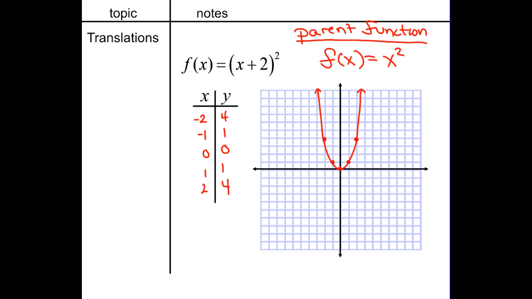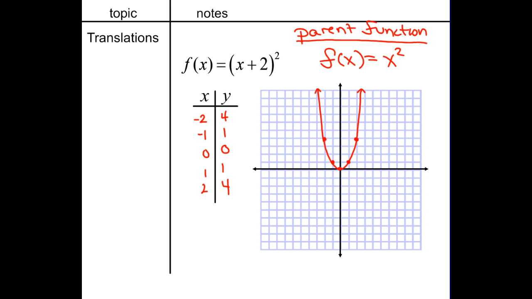Well, what happens when, inside our parentheses, inside our squared, we add 2? This is going to be a little bit different than what we would normally think about, but what it's going to end up doing is moving it to the left 2 places. And here's the reason why.